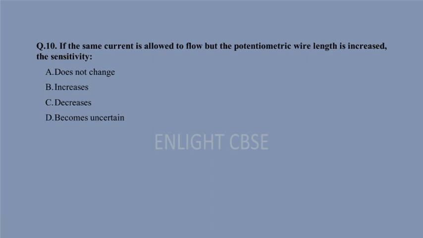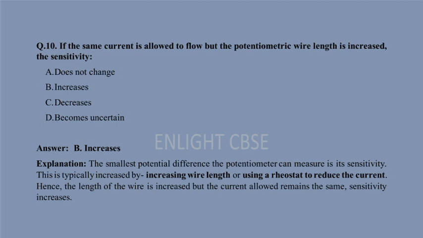Question 10. If the same current is allowed to flow but the potentiometric wire length is increased, the sensitivity A. does not change. B. increases. C. decreases. D. becomes uncertain. Answer: B. Increases. The smallest potential difference the potentiometer can measure is its sensitivity. This is typically increased by increasing wire length or using a rheostat to reduce the current. Hence, the length of the wire is increased but the current allowed remains the same, so sensitivity increases.